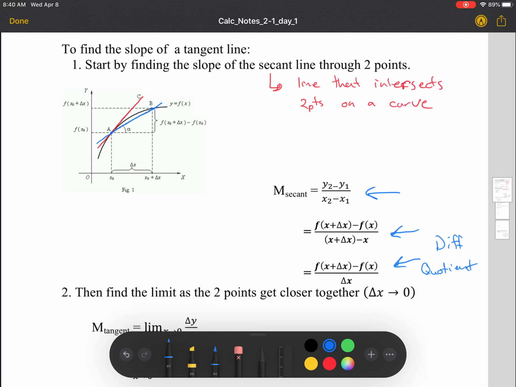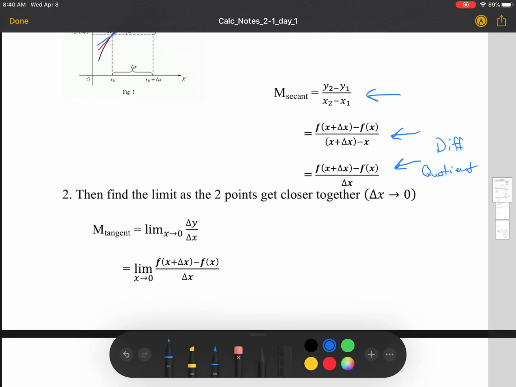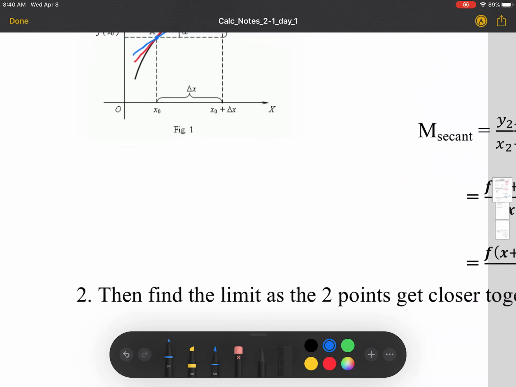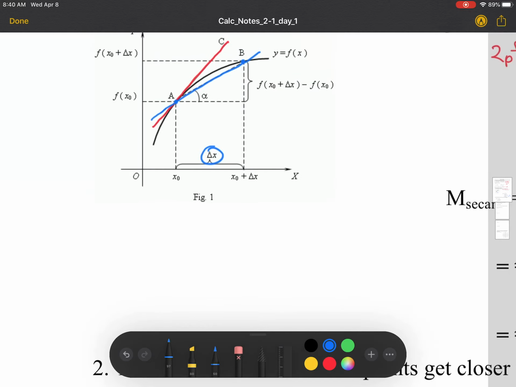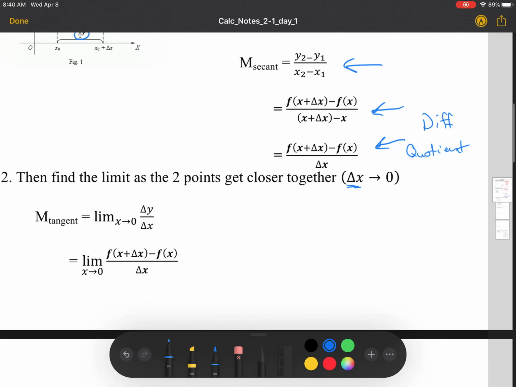We're using 2 points, and we're eventually squeezing them together. As you can see in number 2, we find the limit as those 2 points get closer and closer together. Remember, our delta x is the x distance between the 2 points. So we want to find the limit as delta x goes to 0, and that'll help us fine tune it down, boom, boom, boom, so we can find the slope at that one point we're looking for.